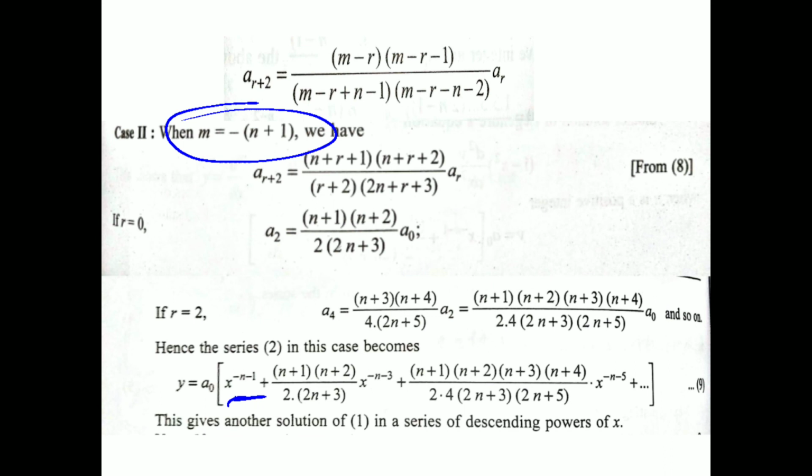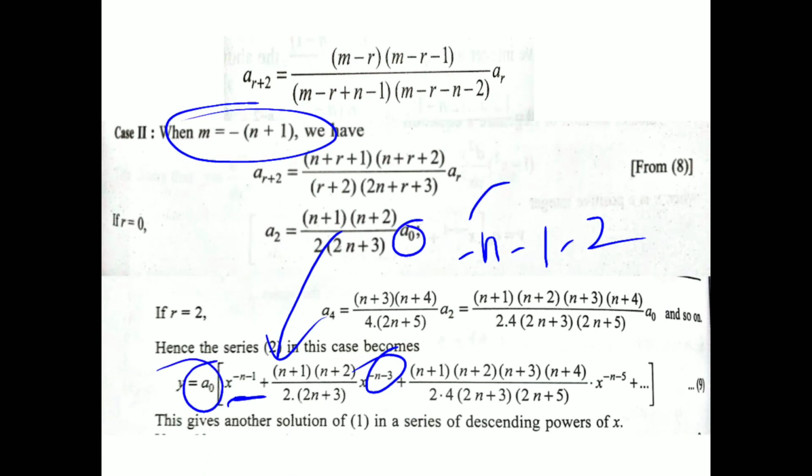So m minus 2, nothing but minus n minus 1 minus 2. So minus n minus 1, that is nothing but minus n minus 3. So minus n minus 3, and that is nothing but a2. So that a2, n plus 1 into n plus 2 by 2 into 2n plus 3. And a0 is taken common out everywhere. Here also a0 is there. So if we take it common, so this is a4.